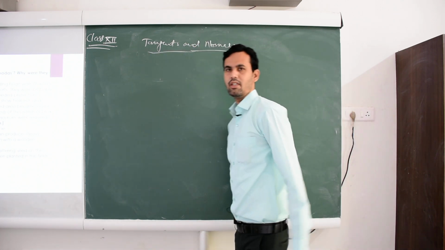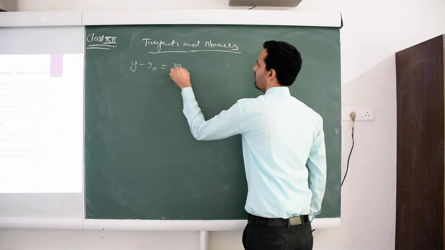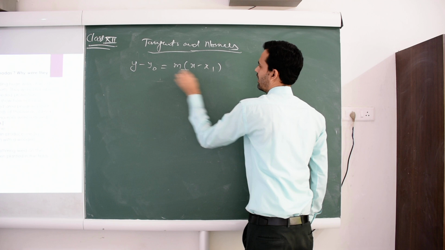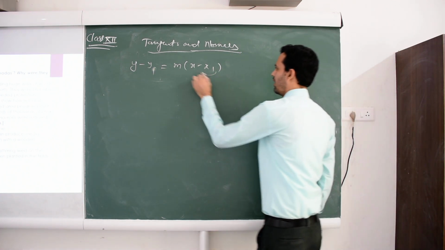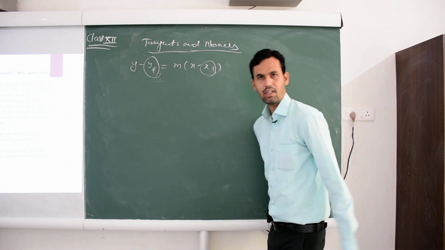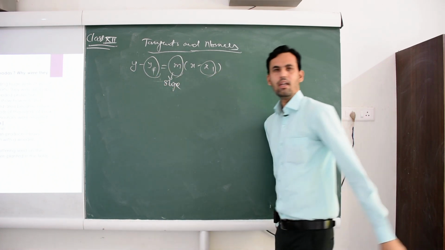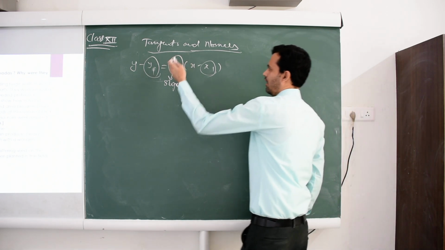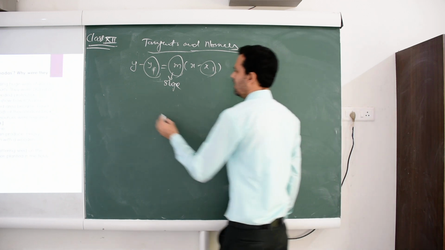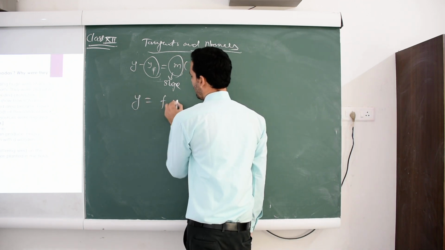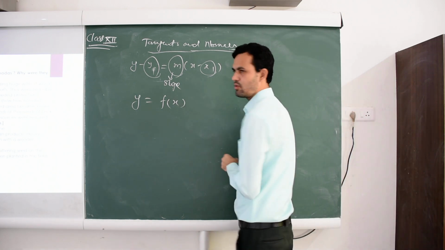Tangents and normals. We know that the equation of a straight line is y minus y1 equals m into x minus x1. Here x1 and y1 are points on the line, and m is called the slope of the line. So in this exercise, on the equation of tangents and normals, we are given y equals f(x), a function.